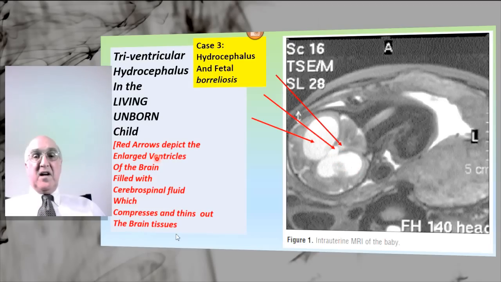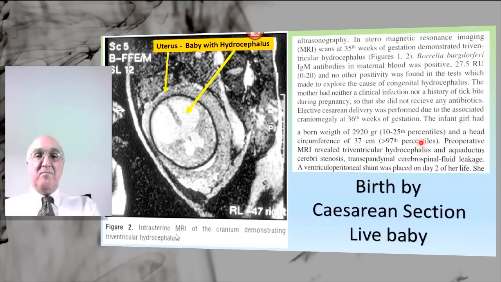So we have triventricular accumulation of fluid causing brain injury. But the patient was alive. This is the rest of the baby. This is the spinal cord. This is the feet, and this is the head of the baby right here. See how big the head is in comparison to the rest of the body?